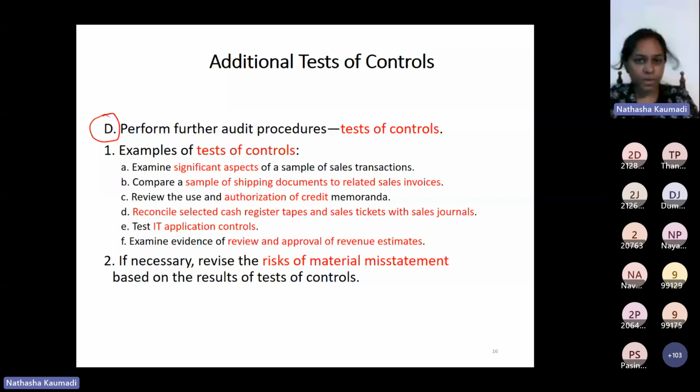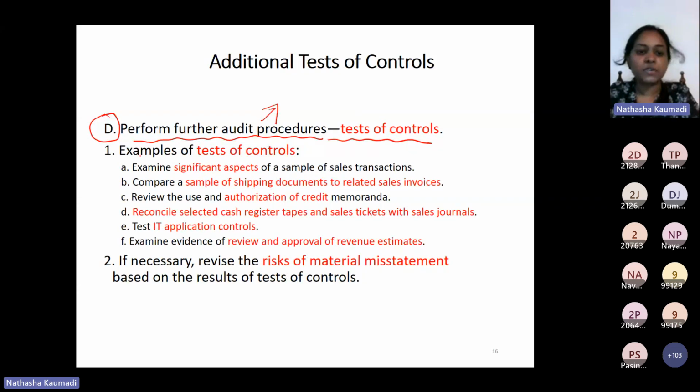Now this next one, fourth step, D, perform further audit procedures. Now you are going to perform the audit procedures. Now when it comes to audit procedures, there are two types, test of controls and substantive procedures. Now first we look at the test of controls. You are testing the internal controls established in the organization.